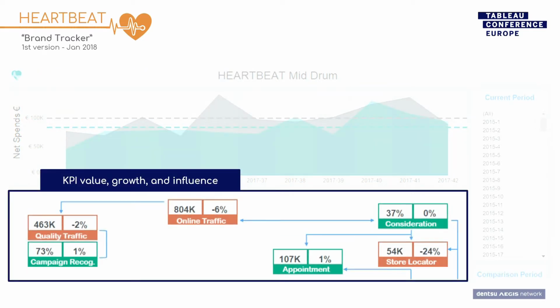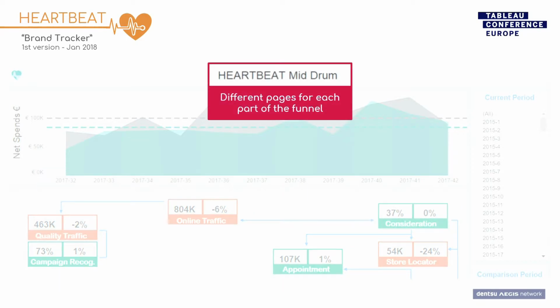We also had the KPI values, the growth and the influence. So the arrows represented the influence of each KPI on another, that kind of trickle-down effect that we were talking about. However, we had a lot of issues with that because, for example, we had different pages for each part of the funnel. So we didn't have that complete version that we wanted. We simply had different Tableau dashboards or Tableau pages for these different parts.